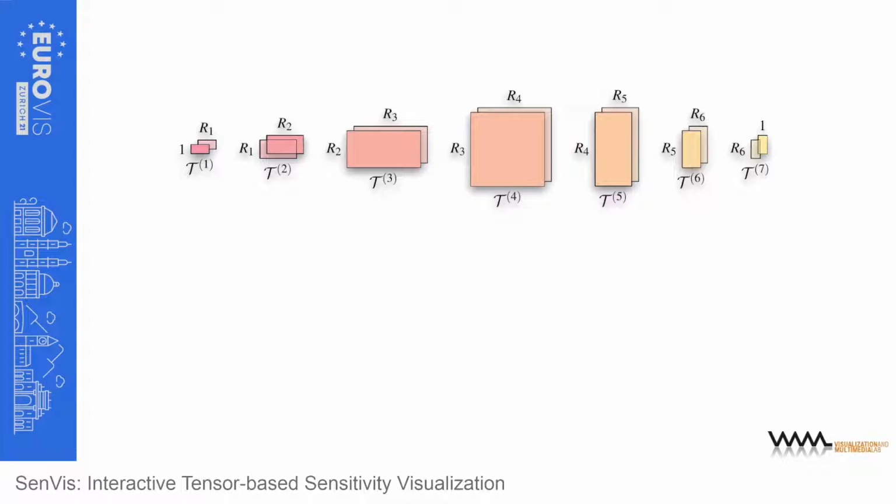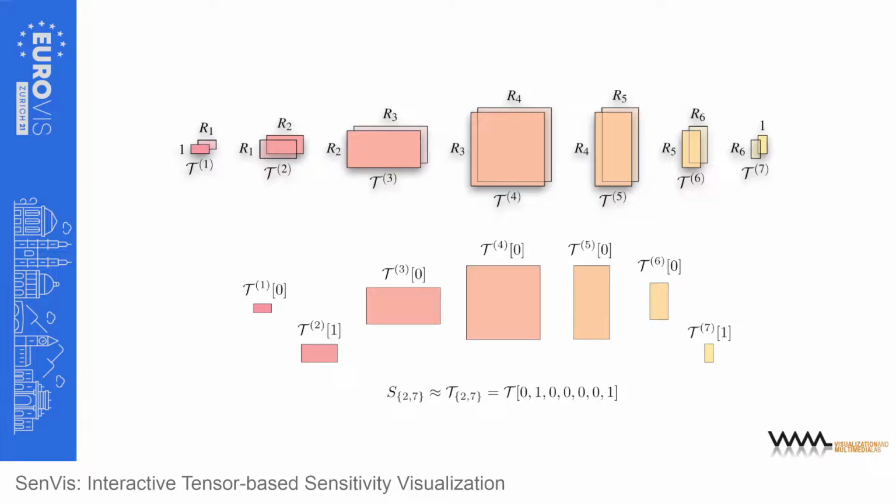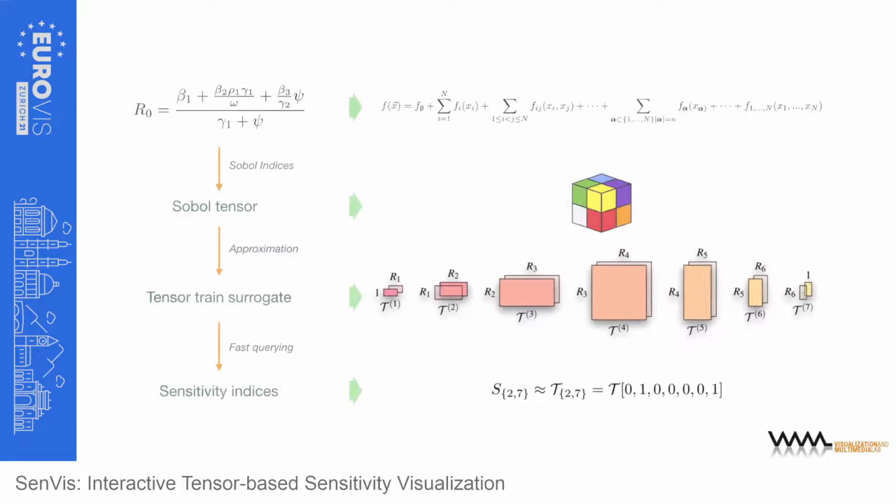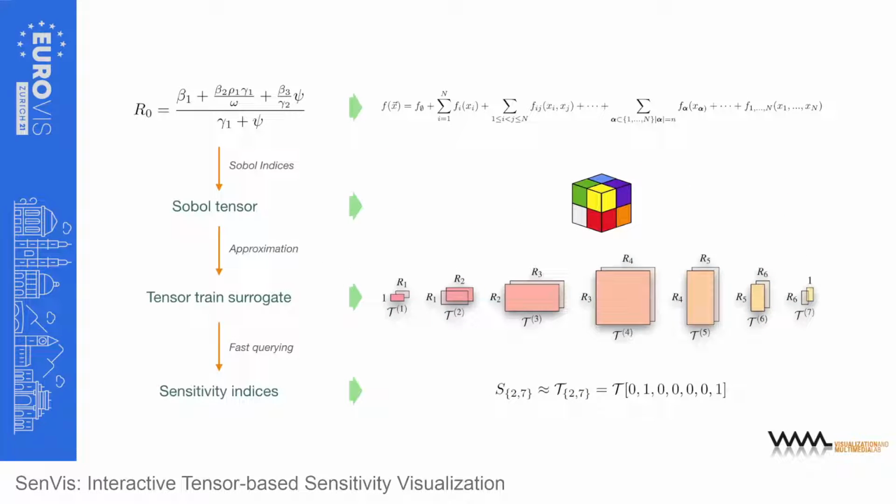All other tensor cores consist of two slices of matrices. The first slice represents the absence of the variable, and the second slice represents the presence of the variable. In this example, if we take the second slices of the second and last tensor cores, and the first slices of all other tensor cores, it will result in the Sobol index of variable tuple 2, 7. And all the other Sobol indices can be easily computed in a similar way.